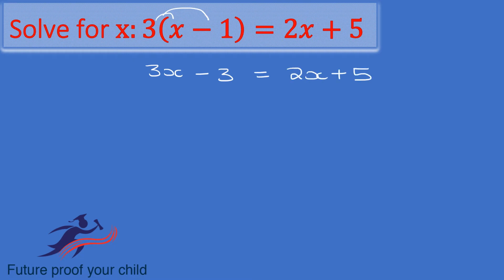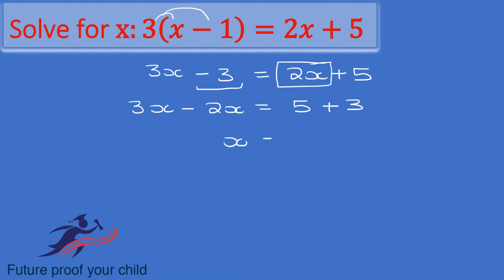I'm going to keep my 3x on the left. So it means I want to get rid of my 2x on the right hand side. So I subtract 2x on both sides. I keep my 5 on the right, which means I want to get rid of the negative 3 on the left. So I add 3 on both sides. 3x minus 2x is 1x, and 5 plus 3 is 8.